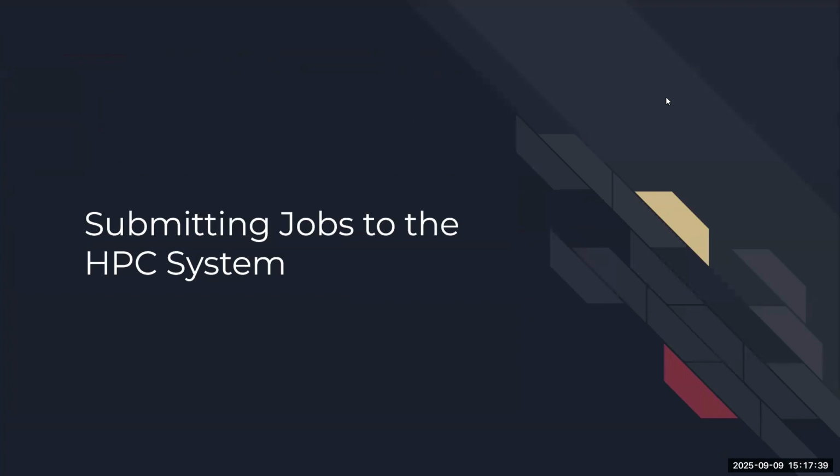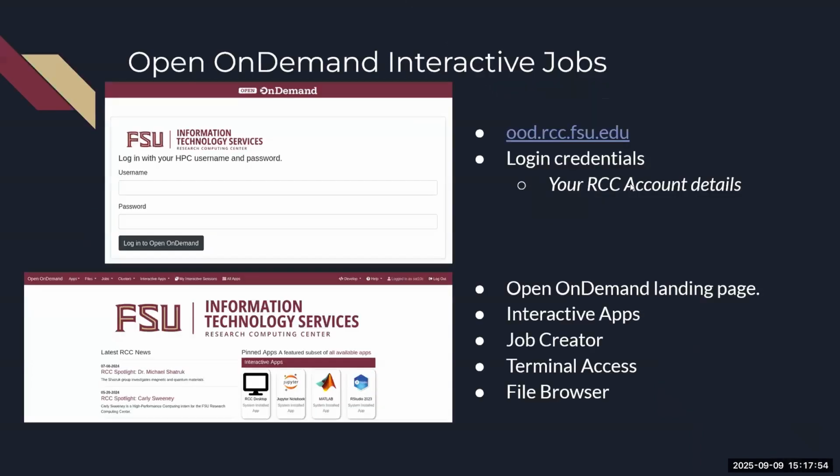So when you go to submit jobs to the HPC system, I talked about resource allocation, and they look different depending on if you're going from the command line interface side or if you're going from the graphical user interface side. For Open OnDemand, the graphical user interface side is a lot of clicking and some typing. So you'll be able to log in to ood.rc.fcu.edu. And once you log in, you'll get to this landing page that has a bunch of different options.